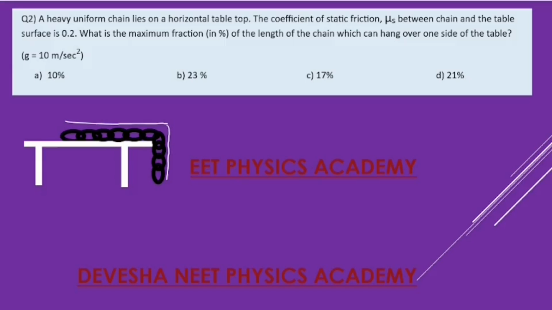So what will be the direction of friction then? The chain is being stopped from falling, which means there is a friction acting on the chain in the reverse direction, on the surface of the table. So it will be acting in the reverse direction. It is not allowing the chain to fall from the table, right?